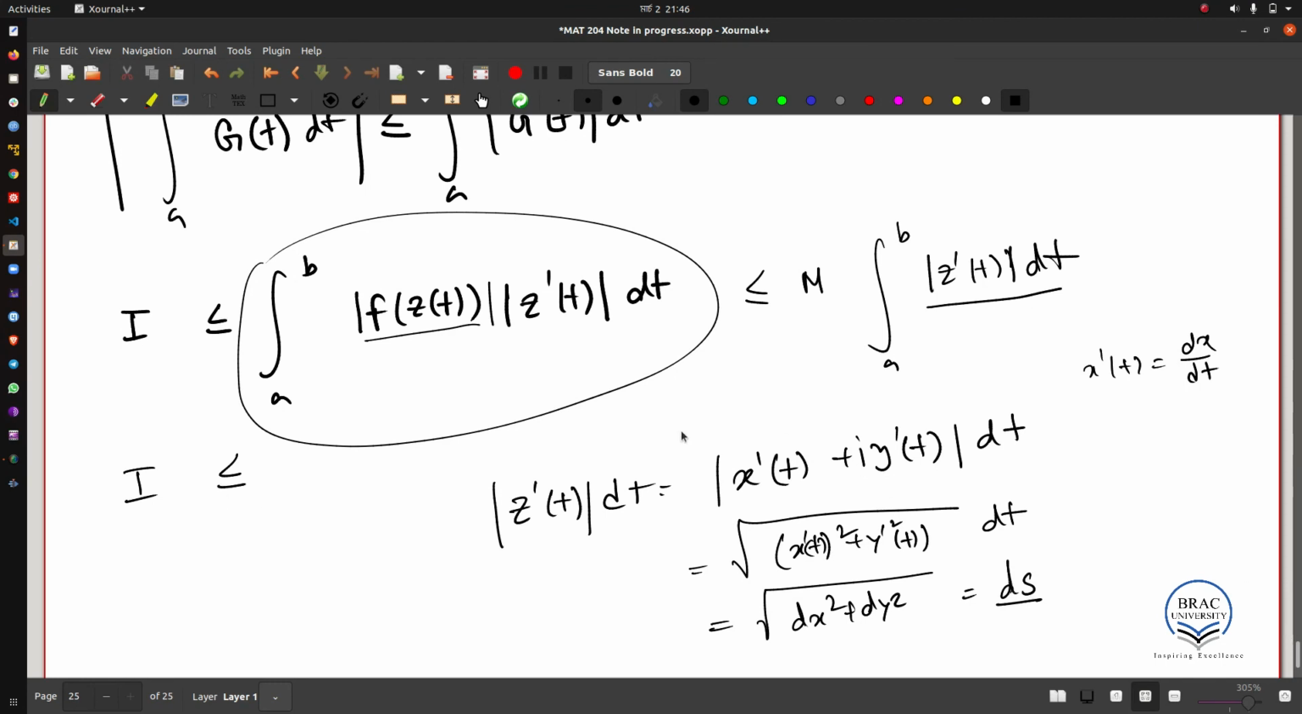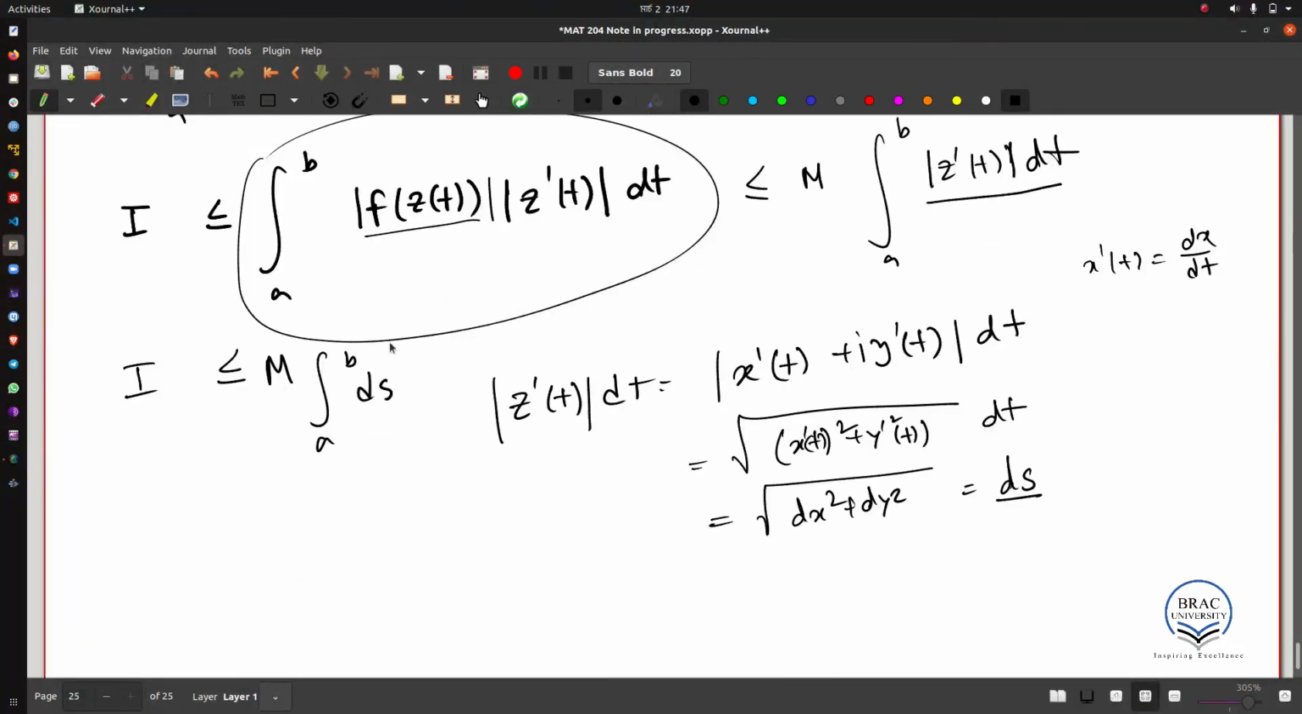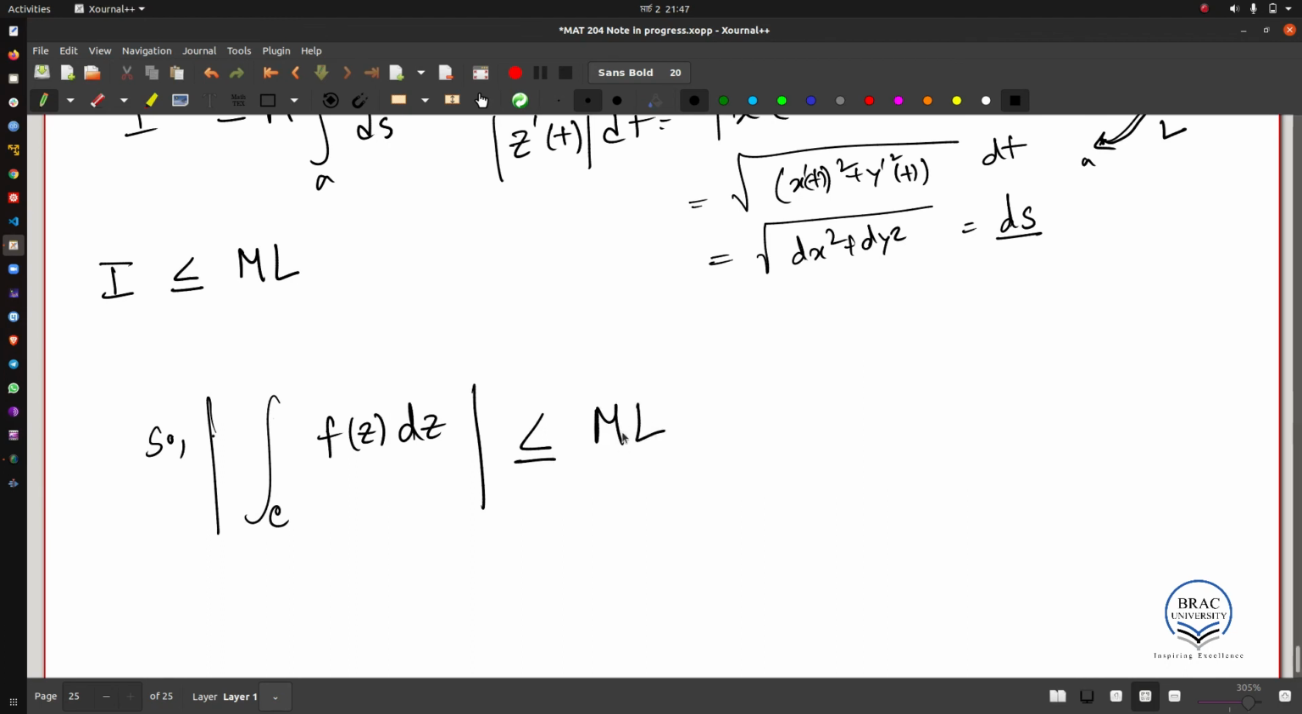So what we have using all this information is that this is less than or equal to M times the integration from a to b of ds. And what was our contour length or arc length? Contour of length L, right? So from a to b it has a length of L. That means if this is a, this is b, this length is just L. So finally we have that the modulus of I is less than or equal to ML, where M is the upper bound for the function itself and L is the length of the contour, and this is how we prove it.